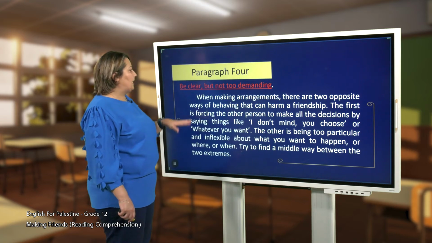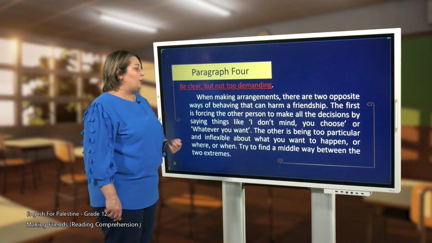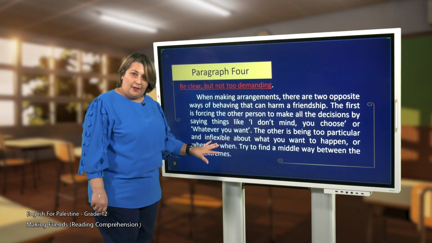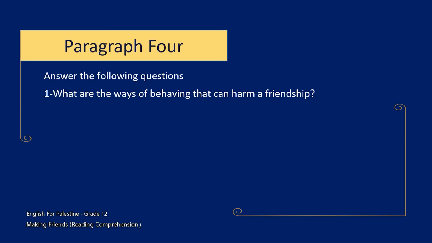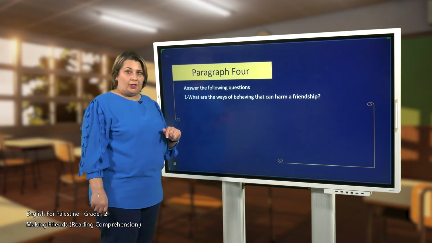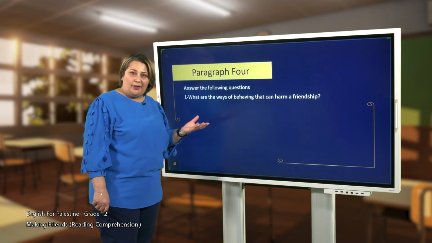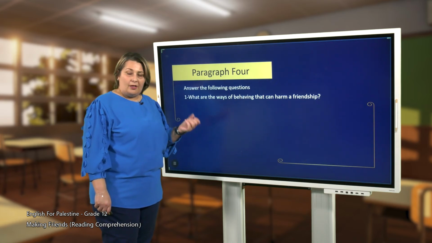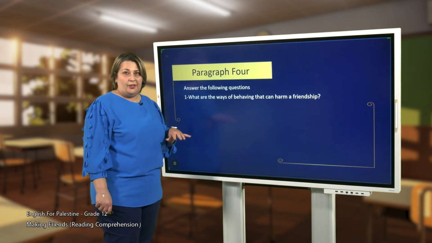Paragraph 4, as you can see, is titled Be Clear but Not Too Demanding. Now we are going to read this paragraph, and then we're going to answer the questions that follow. The first question is, what are the ways of behaving that can harm a friendship? There's another question, a surprise for you to check if you understand the paragraph after reading it. I'll give you time to read the paragraph, and then we'll come back to this question and the surprise question.